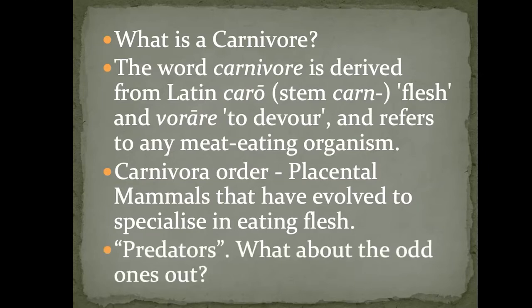Predators is another term often used interchangeably because of the association with eating flesh. They are often higher up in the food chain, higher in the trophic pyramid as secondary or tertiary consumers.